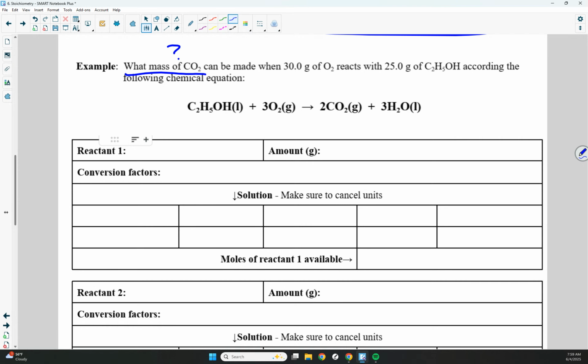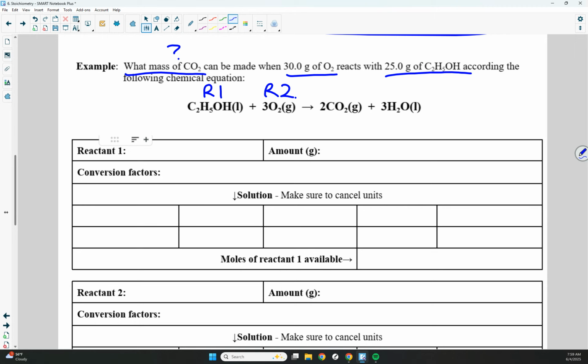question mark there, can be made when 30 grams of oxygen react with 25 grams of C2H5OH, which is ethanol, according to the following chemical equation. So I'm going to label my first reactant in the equation as R1. Again, it doesn't really matter which one you label R1, but it's nice to be consistent every time so you don't get confused. And I'm going to label the second reactant R2.